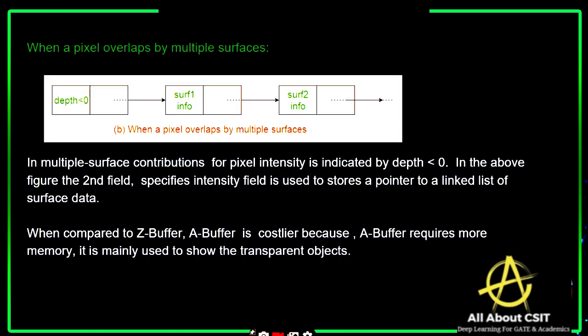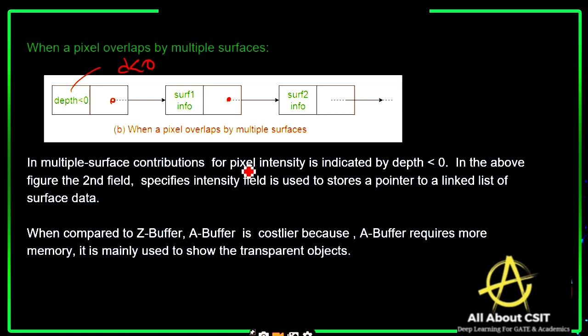Now let's see what happens when a pixel is overlapped by multiple surfaces. When there are multiple surfaces, the depth should be less than 0. Here the second field acts as a pointer to the surfaces: surface 1, surface 2, and any number of surfaces. Those surfaces will be connected by using a linked list concept.